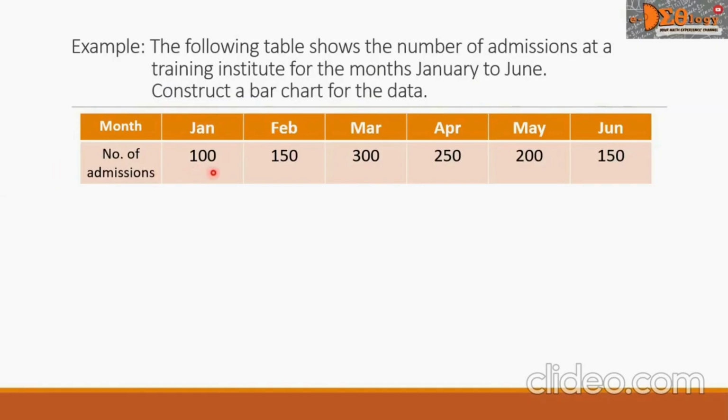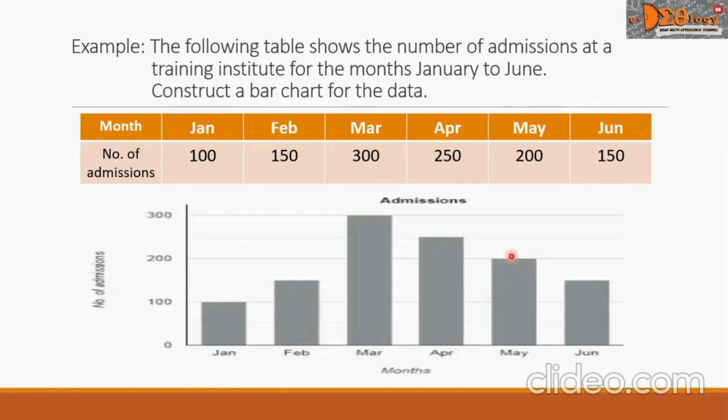The first is 100 for January, 150 for February, 300 for March, 250 for April, 200 for May, and 150 for the month of June. Here is the bar chart corresponding to the given problem above.